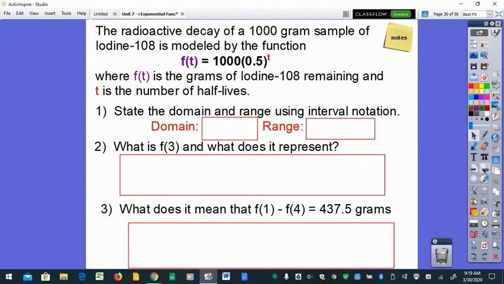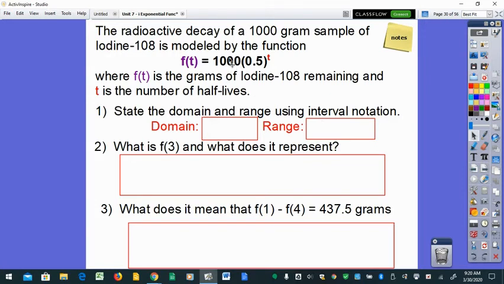All right, the last one is just going to couple a couple of ideas. We're going to bring some ideas back from our Unit 3, which was our function unit: domain and range and function notation. I just want to see if we can bring that to the forefront of our brains. So the radioactive decay of a 1,000-gram sample of iodine 108 is modeled by this exponential function.